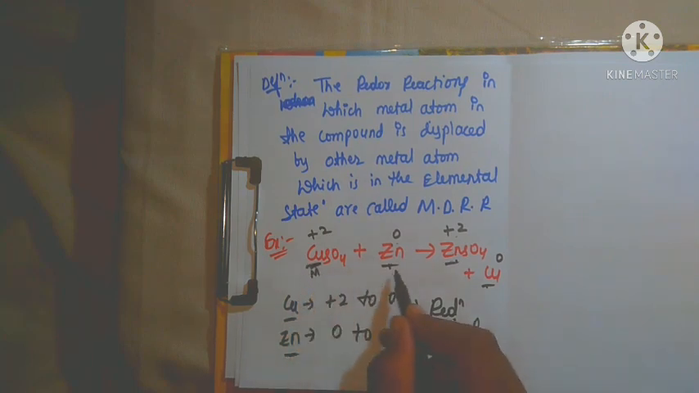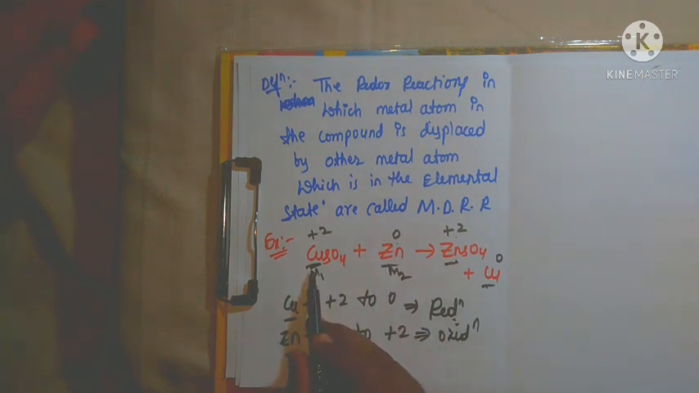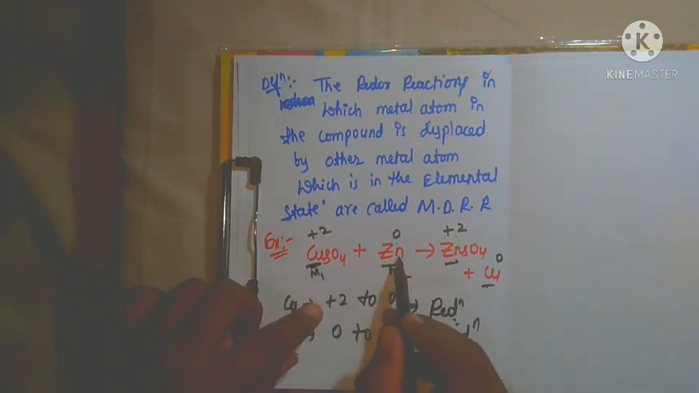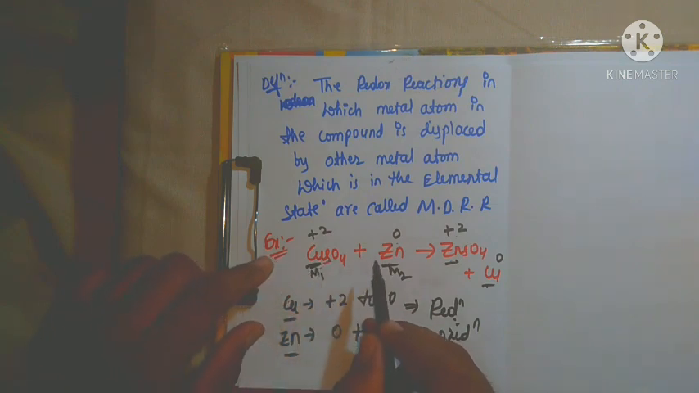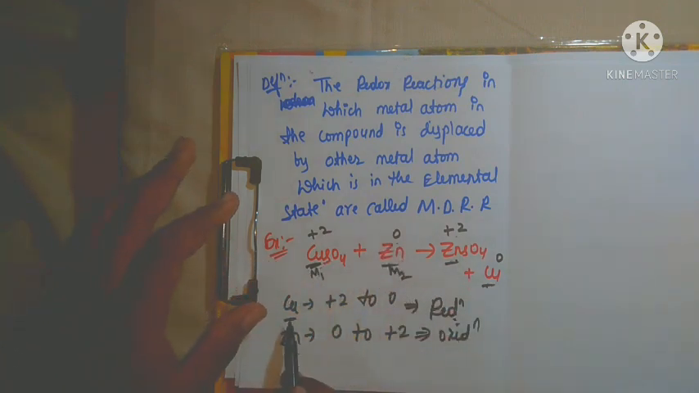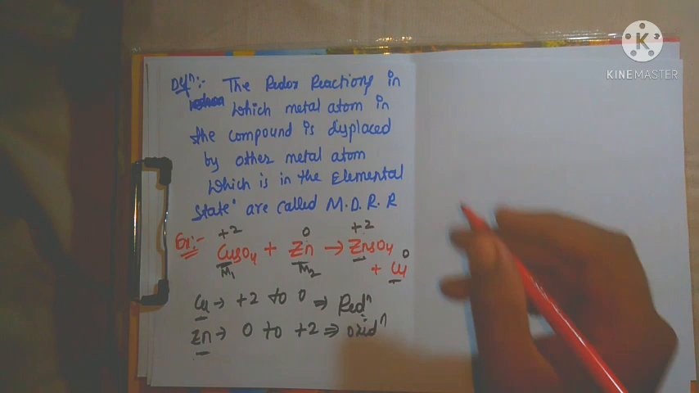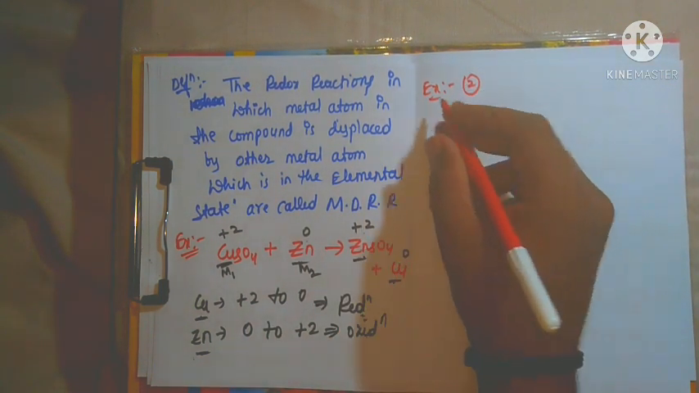Here copper is displaced by zinc, or zinc displaces copper. This is one metal, this is another metal, M1 and M2. The one which is displacing is also a metal, and the one which is displaced is also a metal. Therefore both are metals, so it is a metal displacement redox reaction, because copper undergoes reduction and zinc undergoes oxidation. I will write another example. Example 2. Now just check.